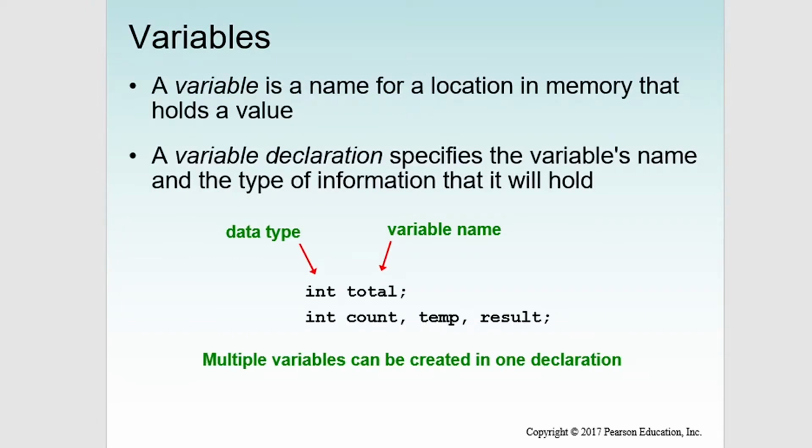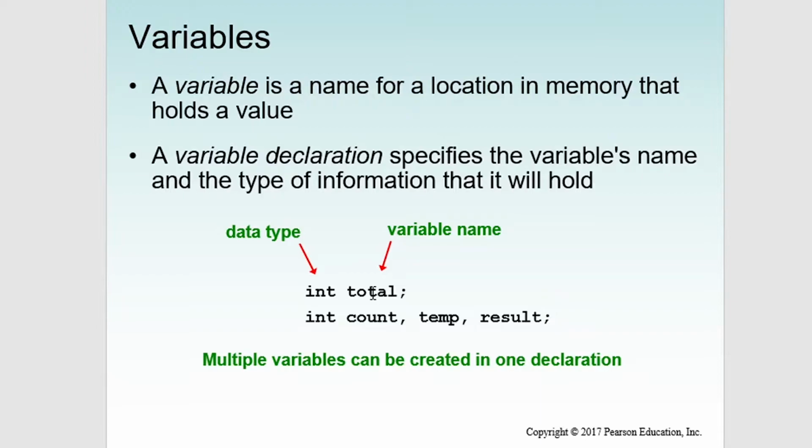A variable is a name for a location in memory that holds a value. A variable declaration specifies the variable's name and the type of information that it will hold. So you can see here, they're declaring a variable. This is the data type, and this is the name of the variable. The name of the variable must be a valid Java identifier.